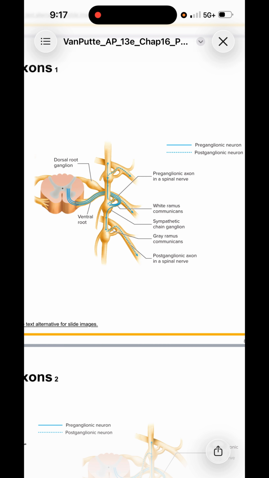Preganglionic neuron, postganglionic neuron, dorsal root ganglion, ventral root, preganglionic axon in a spinal nerve, white ramus communicans, sympathetic chain, sympathetic chain ganglion, gray ramus communicans, postganglionic axon, and a spinal nerve.